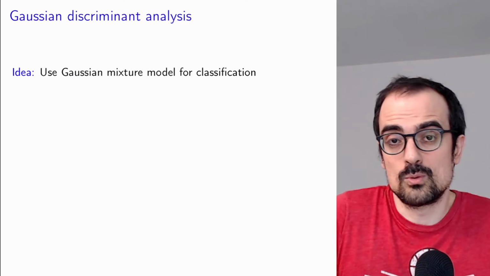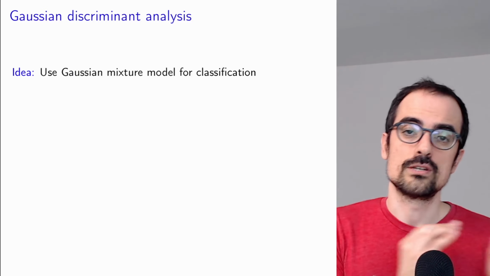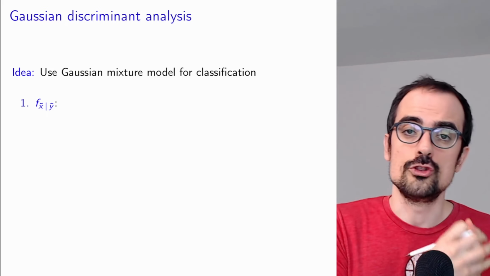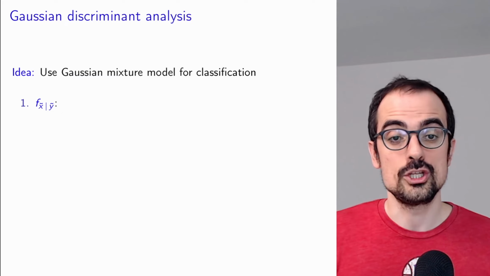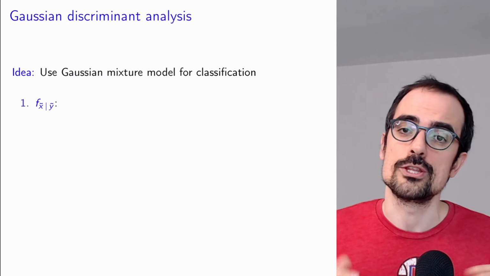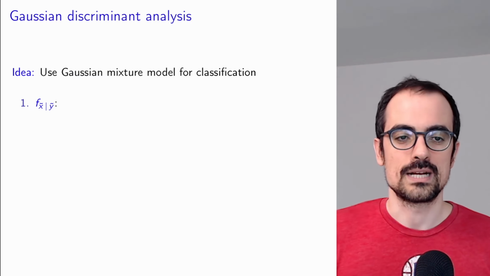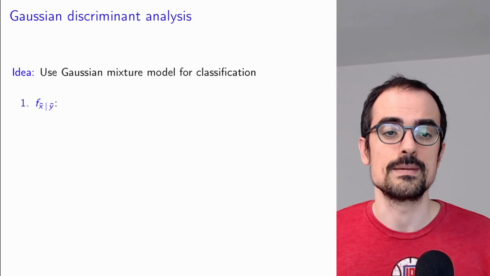So that's basically what I've just explained, which is fitting a Gaussian model to each of the classes and then applying Bayes' rule. That's Gaussian discriminant analysis. So the idea is that we use a Gaussian mixture model for classification. We first estimate the conditional PDF of the features given the class using a parametric model. And this is necessary when you have more than 5, 10 features. Okay, and in that regime, non-parametric models are not going to work well due to the curse of dimensionality.